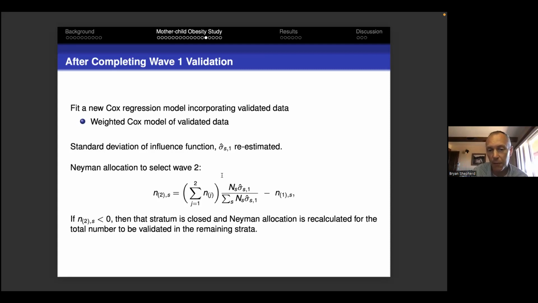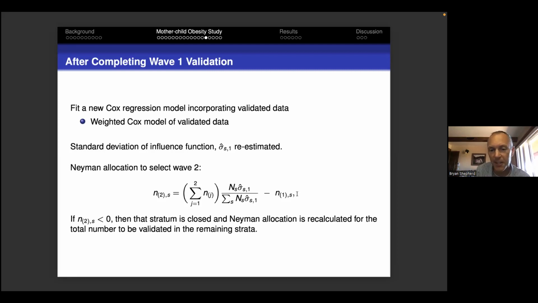So this is our Neyman allocation formula. N parentheses 1 is going to be the number that we sampled in the first wave total, the 252, and we decided to allocate another 250 to the second wave. So this is 500 approximately. And then again, this is the number in each of the strata and the estimated standard deviation of the influence function in each strata. And then the number to sample in wave 2 is going to be that number minus the number that we already sampled in the first wave. And this is the optimal sampling allocation for an inverse probability weighted estimator, which is very close to the optimal for a generalized raking estimator.